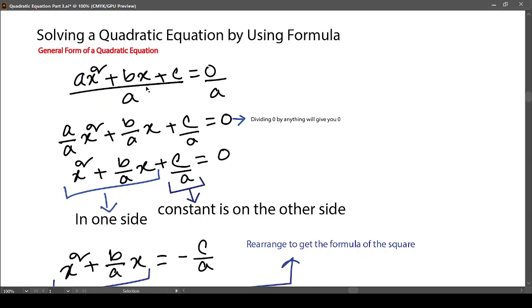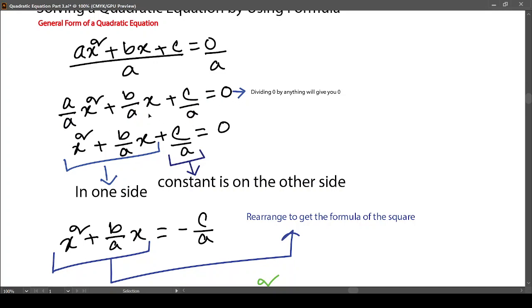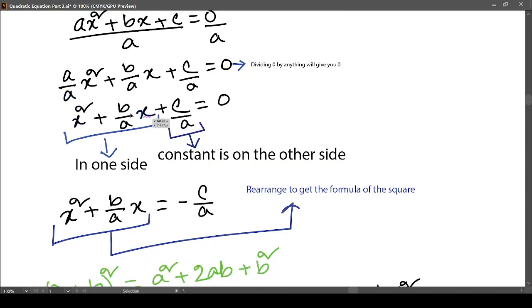How can we do it? If we divide this equation by a, and we need to keep in mind that when we are manipulating an equation, we must do the same manipulations on both sides of the equation to keep the balance of that equation. So if we divide both sides of this equation by a, we will get something like this. When you divide 0 by anything, it will give you 0. So the right hand side of this equation will be 0, and the left hand side will get x square plus b by a, x plus c by a equals to 0.